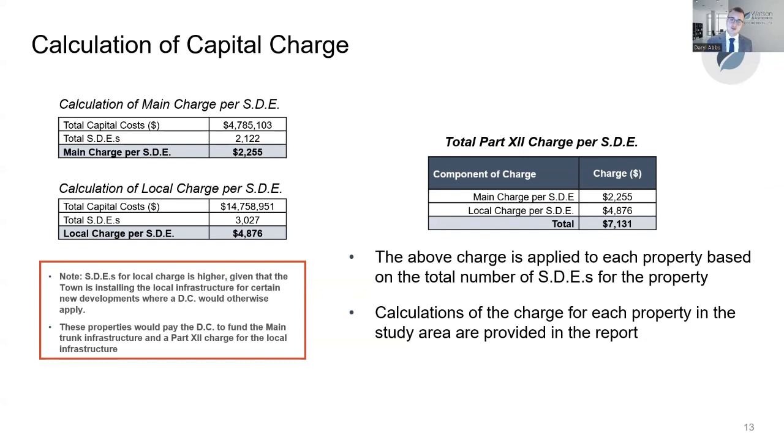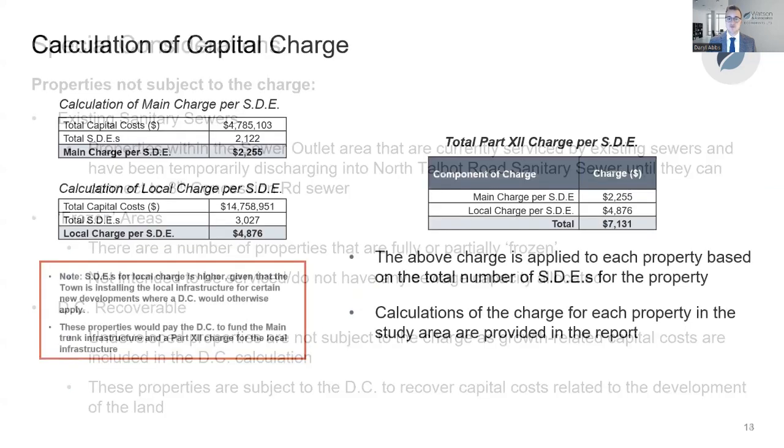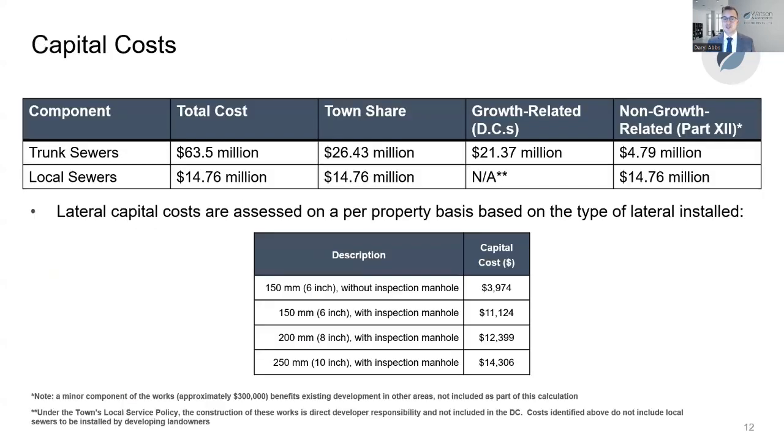So in total, that's $7,131 per single detached equivalent unit, in addition to the required lateral charge, which is identified here. Again, either $3,974 at the lowest end, up to $14,300 at the high end.